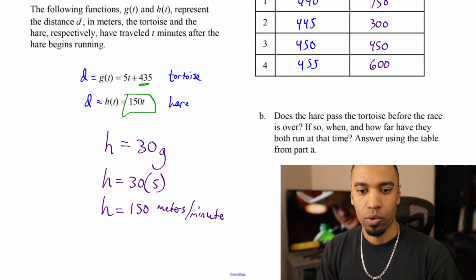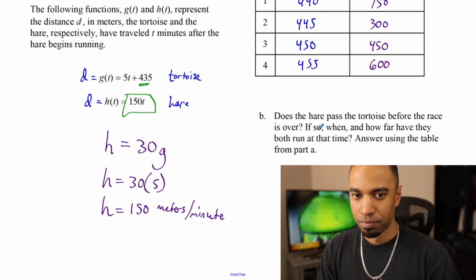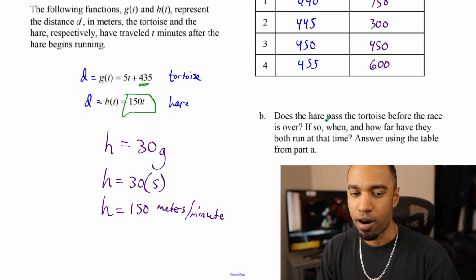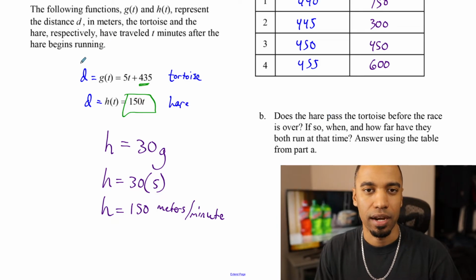Does the hare pass the tortoise before the race is over? If so, when and how far have they both run at that time? Answer using the table from part A. I almost wish I had a graph for this problem because then we could interpret and look at the graph and say, with respect to time, who has traveled more, who has covered more distance. And whoever covered more distance at the finish line, therefore, is the winner.